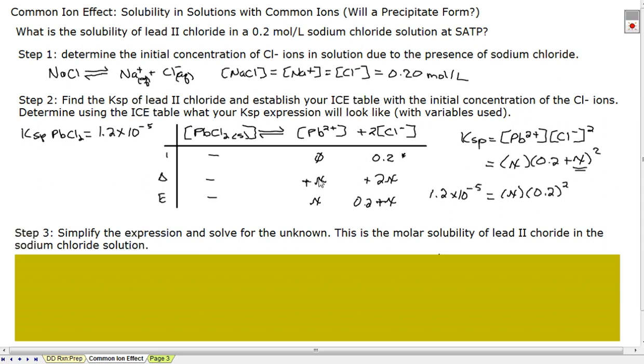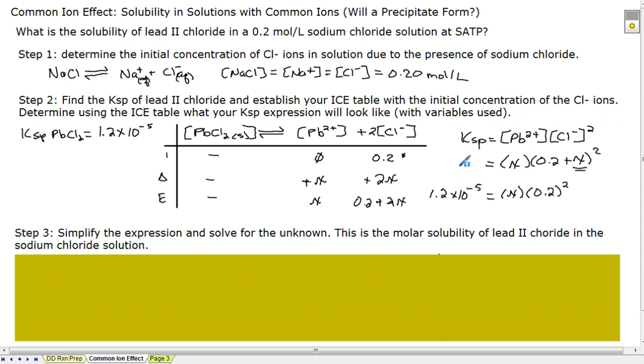Now, of course, we're going to add x amount of lead, and we're going to add 2x amount of chloride because of that 2 in front. That's our coefficient. So when lead(II) chloride dissociates, for every ion of lead that I get, I get 2 ions of chloride. Hence, my equilibrium concentration for lead would be x, but for chloride would be our initial concentration plus whatever we're going to add. And sorry, that should be a 2x right here. Quickly fix that up. So we'll have 0.2 plus 2x.